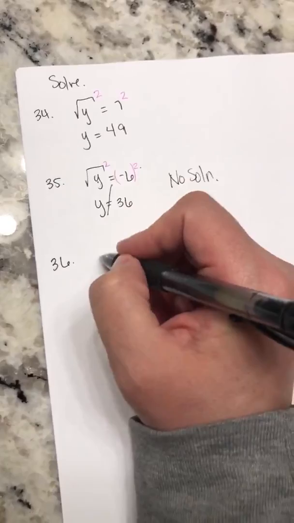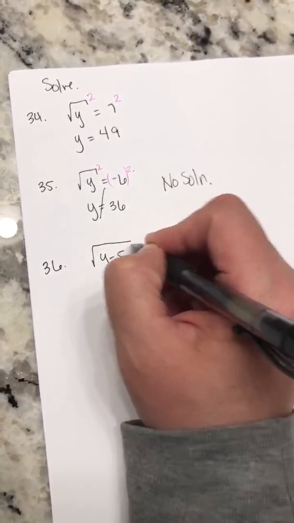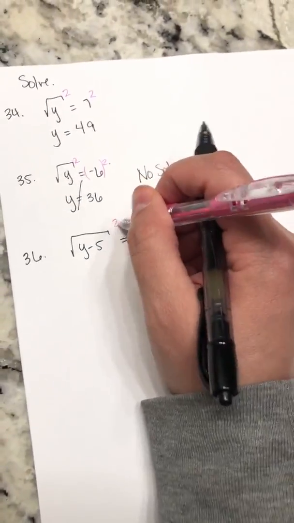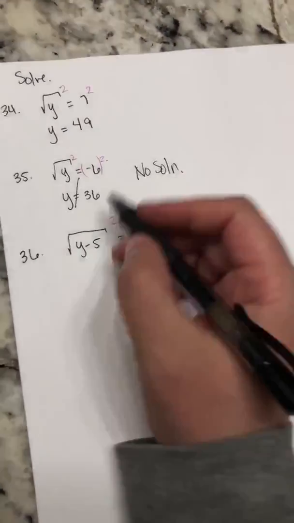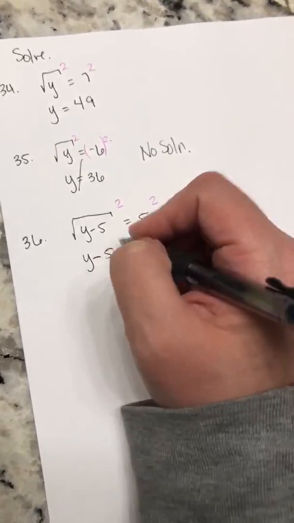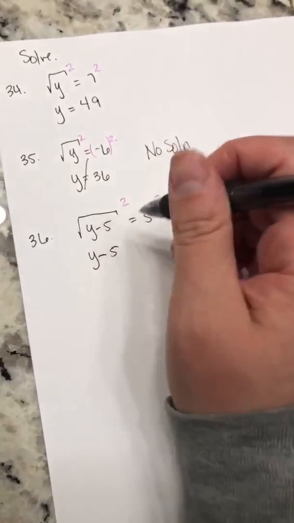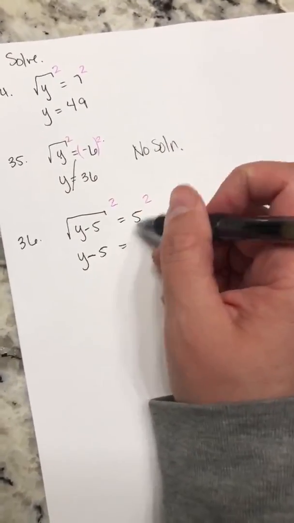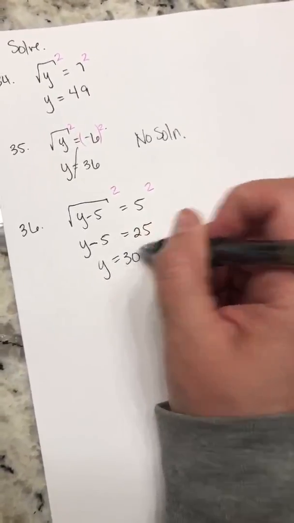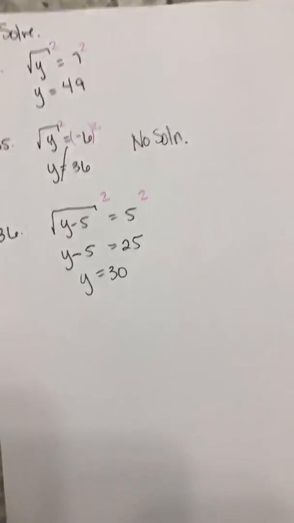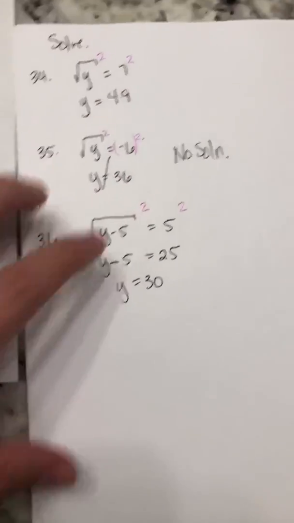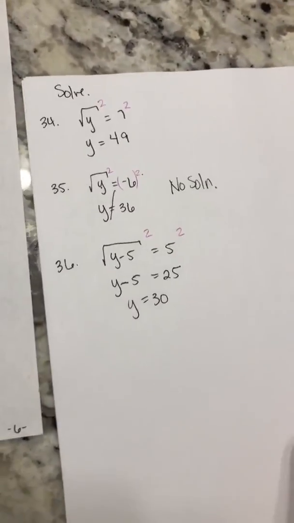If I have the square root of y minus 5 is equal to 5. Again, I'm going to just square both sides. So the square root of y minus 5 squared is y minus 5. And 5 squared is 25. Add 5 to both sides, I get y is 30, which is fine as long as it works. So plug it in. 30 minus 5 is 25. Square root is 5. It does work. And I wrote it down on the notes if you look at it.